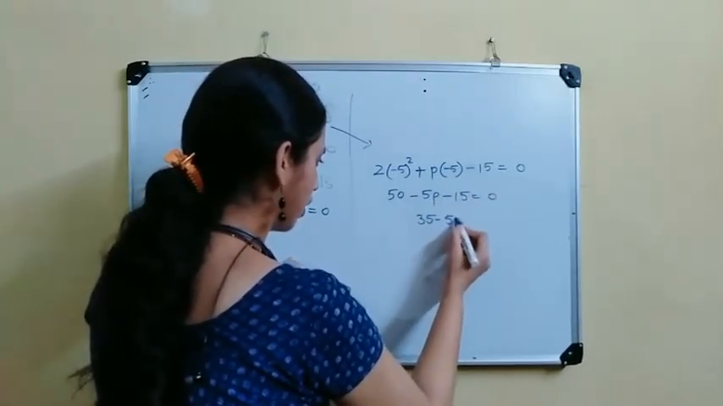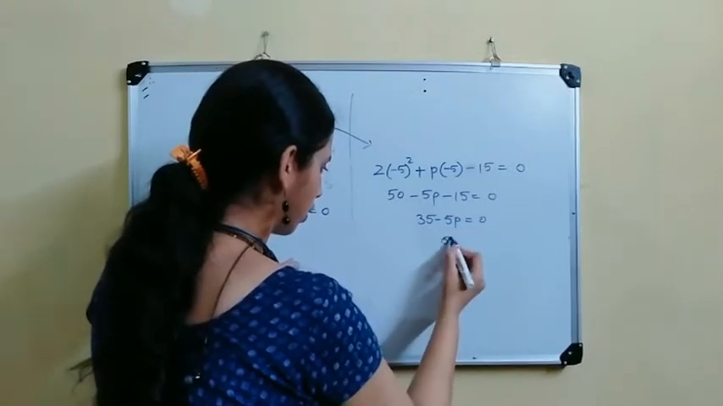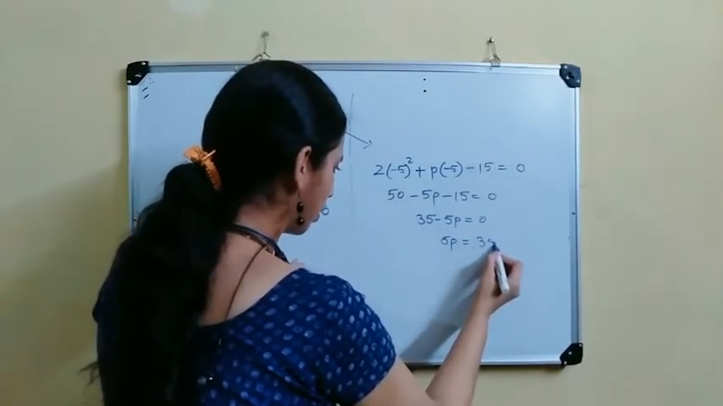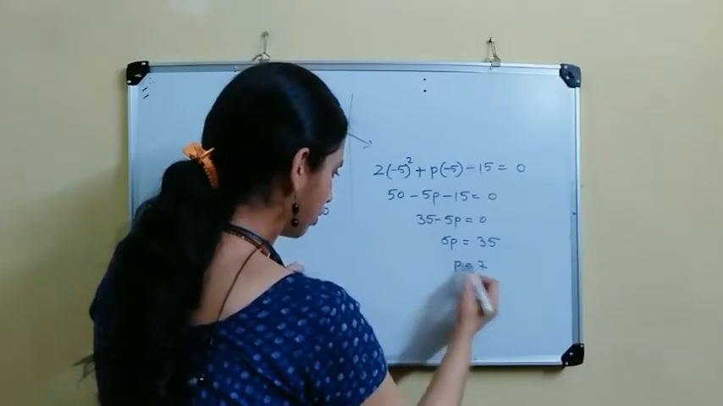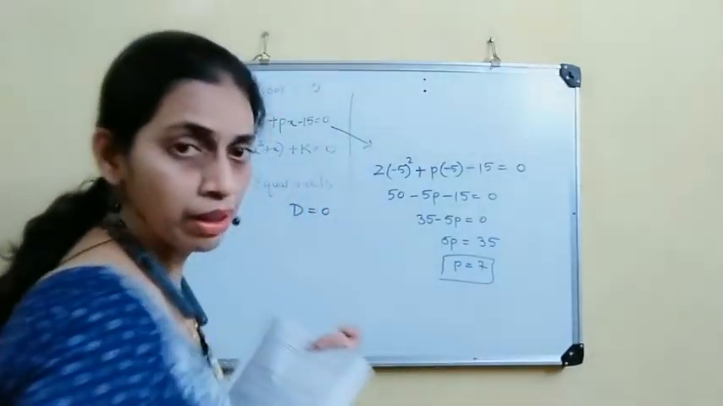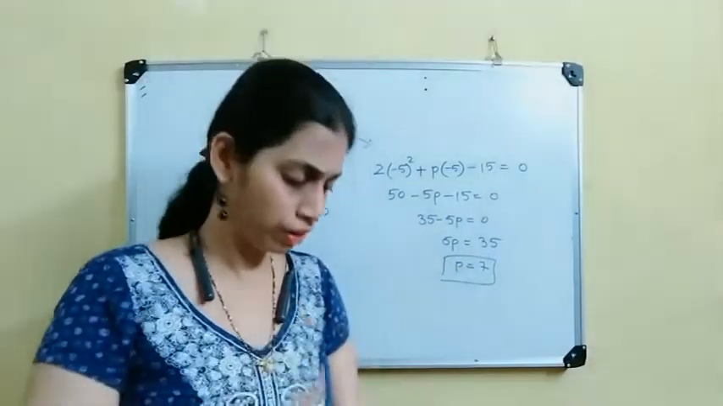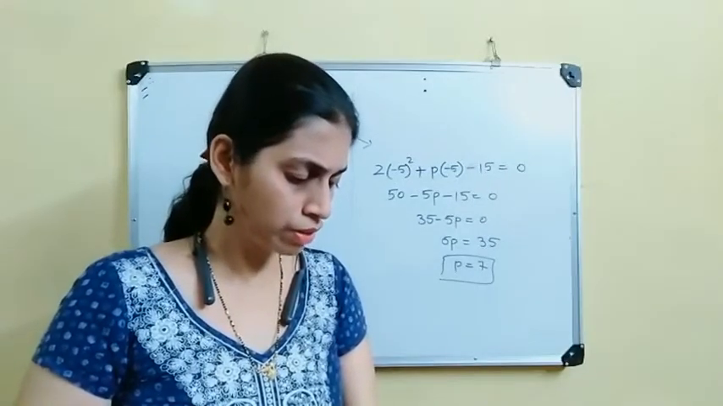Correct? So this is 50 minus 5p minus 50 is equal to 0. 35 minus 5p is equal to 0. So 5p is equal to 35. P is equal to 7. The value of p what we have got is p is equal to 7.